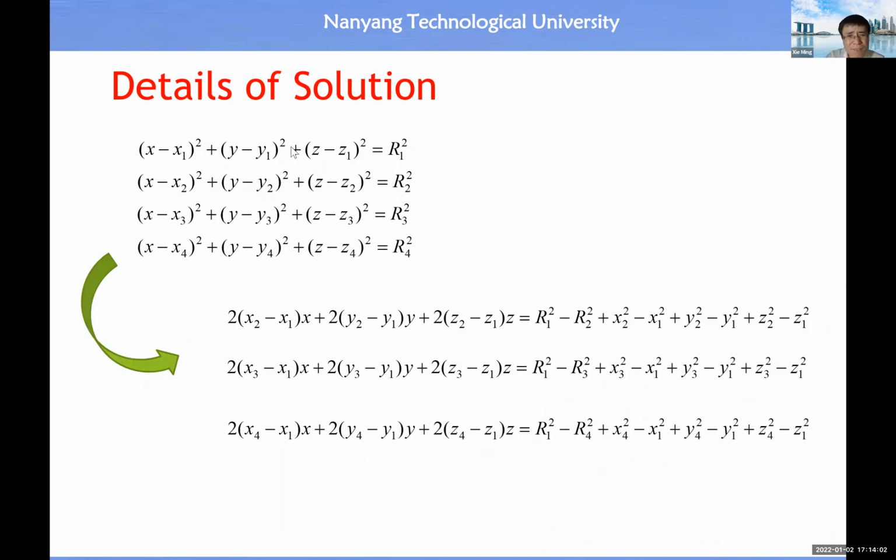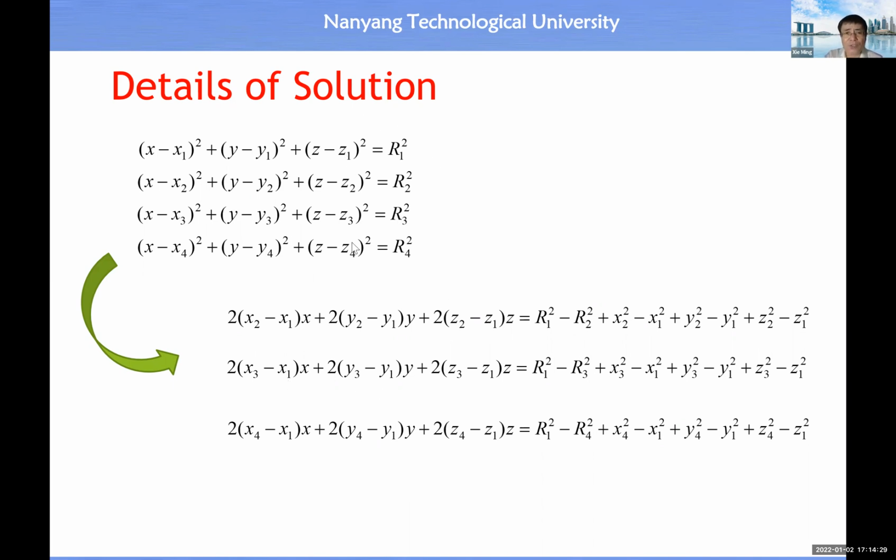From these 4 equations of a sphere, we let the first equation be subtracted by the second equation. Then we should be able to remove the terms x squared, y squared, z squared. Then we have this linear equation for x, y, z. Then we let the first equation be subtracted by the third equation. Then we have the second equation.